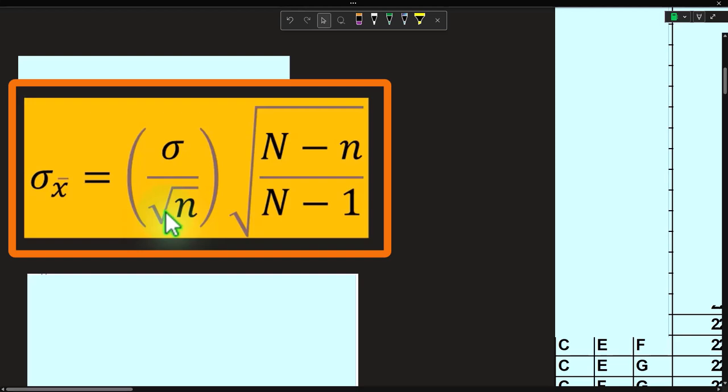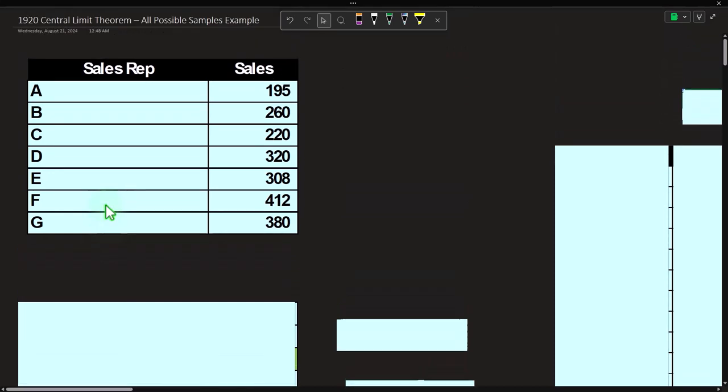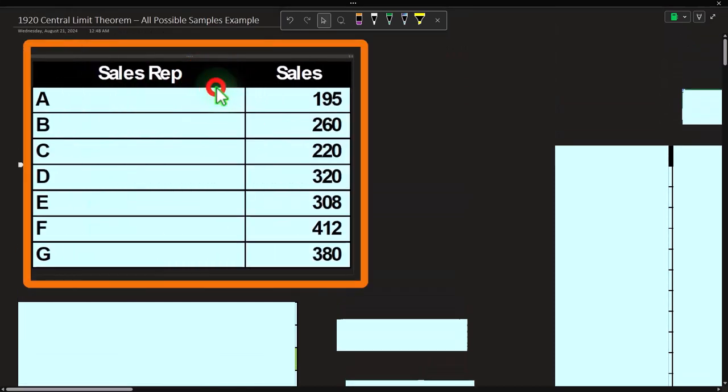So we want to get an intuitive understanding of what's going on here, and that's what we're going to look up now. This is going to be our actual population. We only have 1, 2, 3, 4, 5, 6, 7 items within the population. Normally, you're going to have many more items within a population, but for our purposes here, we want to look at all possible combinations of a sample.